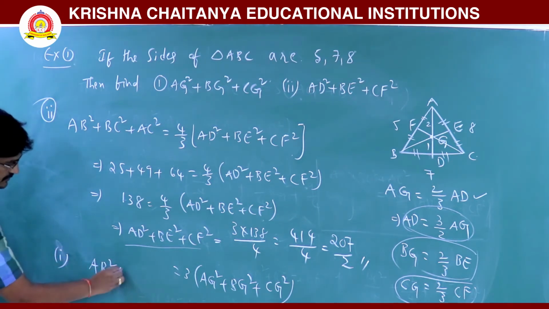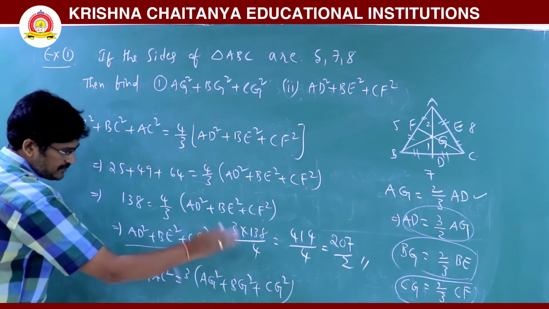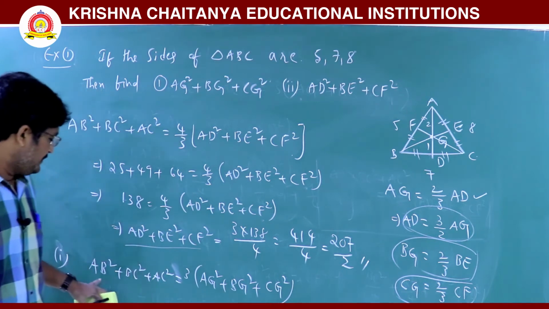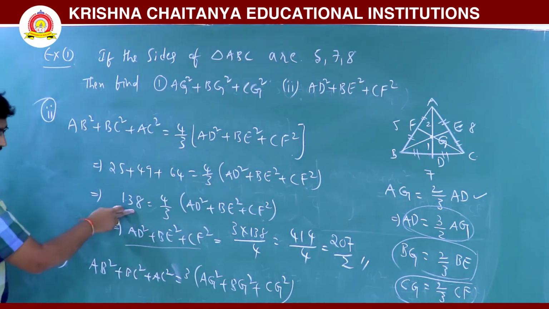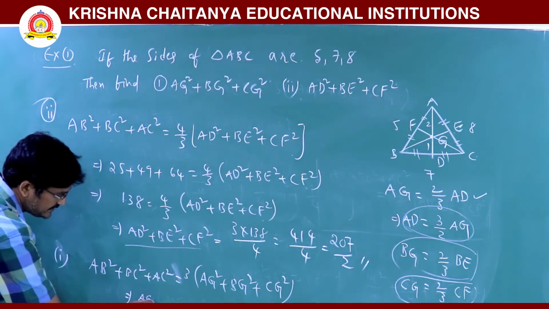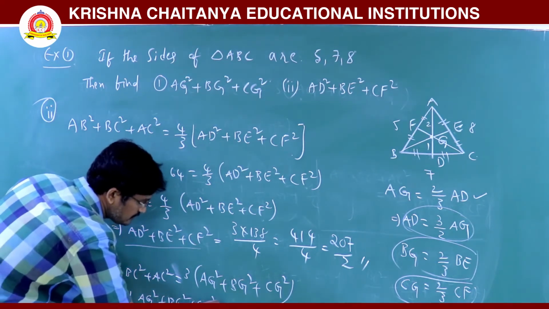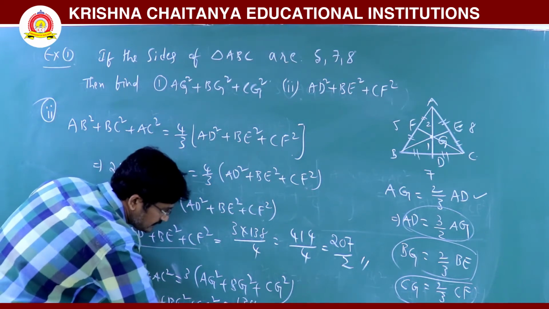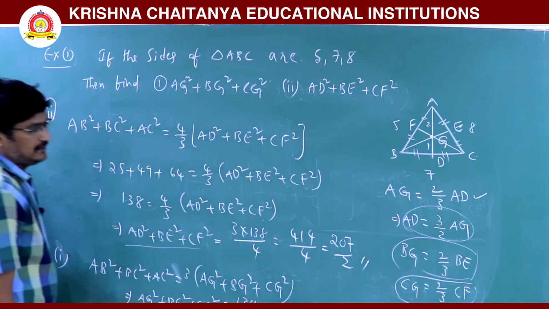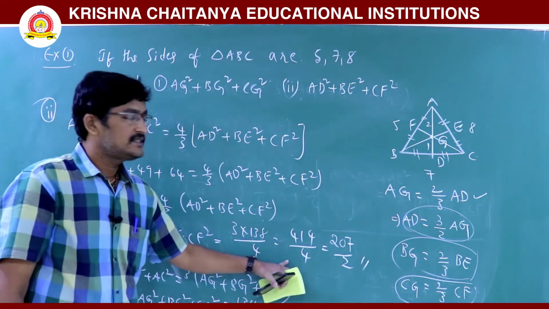We know that AB square plus BC square plus AC square is equal to 3 times AG square plus BG square plus CG square. Now, AB square plus BC square plus AC square is equal to 138, already you know. So the answer is 138 by 3. So AG square plus BG square plus CG square is equal to 138 by 3. That is 3 4s are 12, 3 6s are 18. So the answer is 46. 46 is the first question answer, and 207 by 2 is the second question answer.